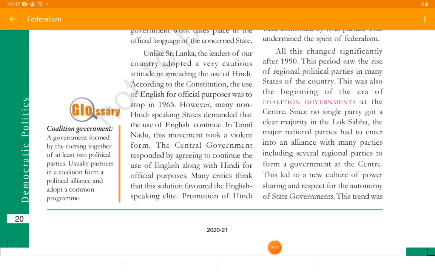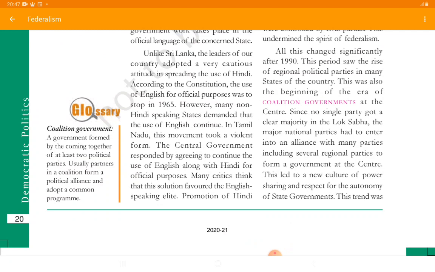All this changed significantly after the 1990s. In today's era, we see that there is no such domination and no such dispute between the central and state governments if they belong to different political parties. You can take our current situation. This period saw the rise of regional political parties in many states of the country. This was also the beginning of the era of coalition governments. So at that time, coalition government formation started.